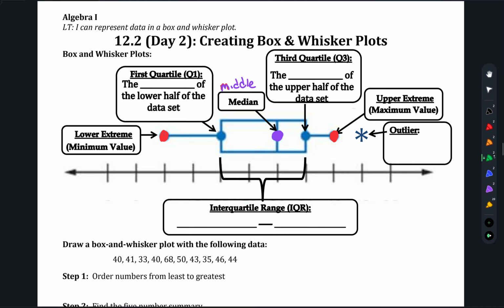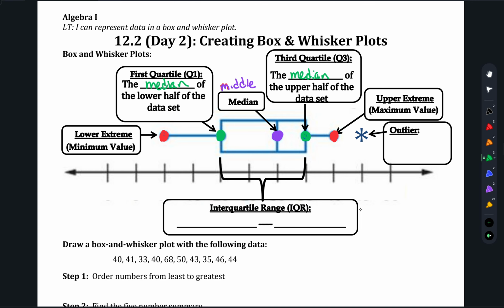We find the middle of the lower half, aka the median, and we call that the first quartile. We find the middle of the upper half, aka the median, and we call that the third quartile. That's a review from yesterday. Everybody good with those terms?